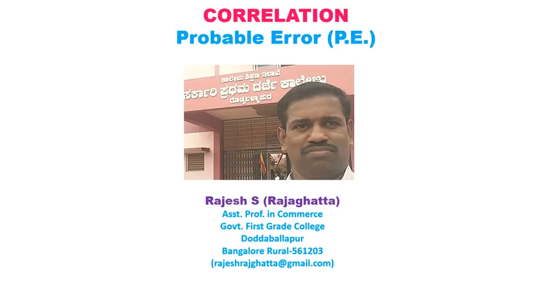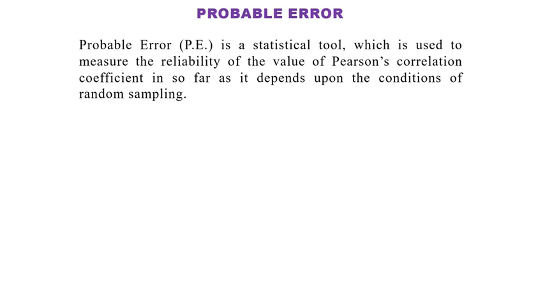Hello friends, welcome back. In this session you are going to learn about probable error and its significance in interpreting the correlation coefficient. Probable error is a statistical tool which is used to measure the reliability of the value of Karl Pearson's coefficient of correlation insofar as it depends upon the conditions of random sampling.